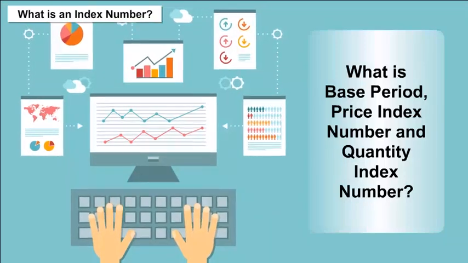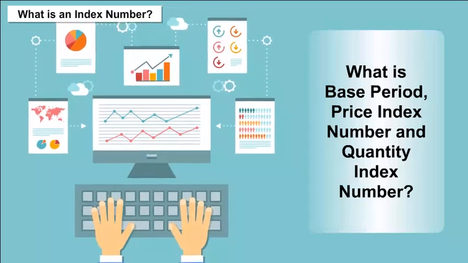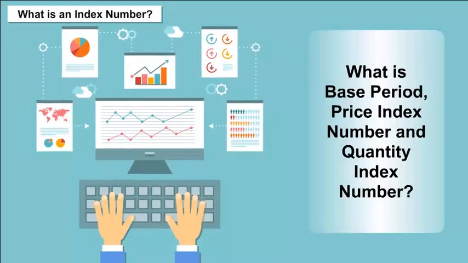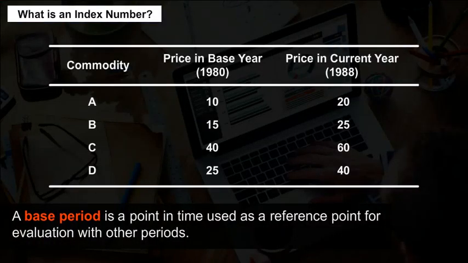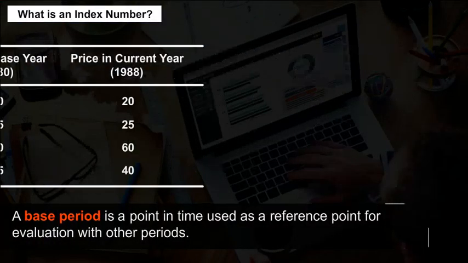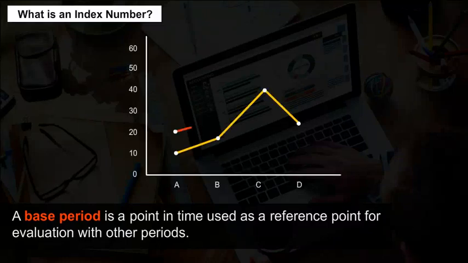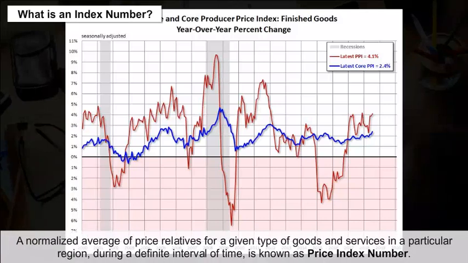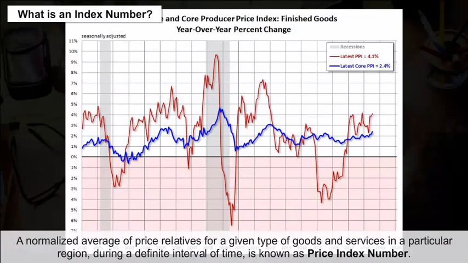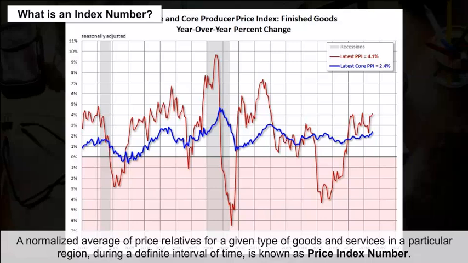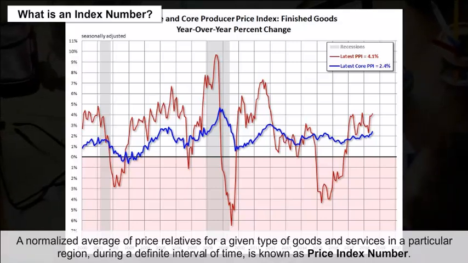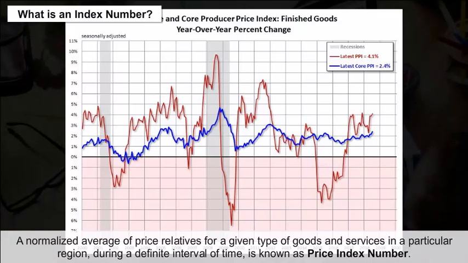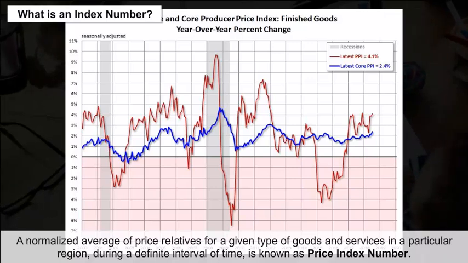What is base period, price index number, and quantity index number? A base period is a point in time used as a reference point for evaluation with other periods. The value in the base period is given the index number 100. A normalized average of price relatives for a given type of goods and services in a particular region during a definite interval of time is known as price index number.